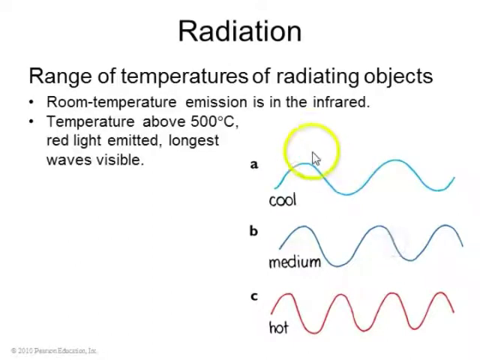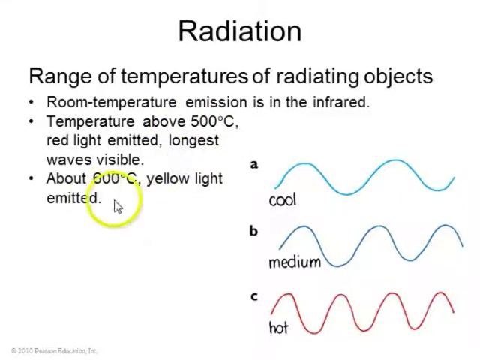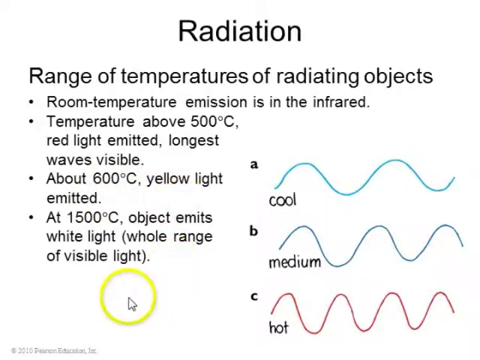So a room temperature object emits just mostly in the infrared. If you go above about 500 degrees Celsius, something will start to glow red. At about 600 degrees Celsius, you start to see it glow more yellow. And if you really increase the temperature to about 1500 degrees, it starts to look white hot.